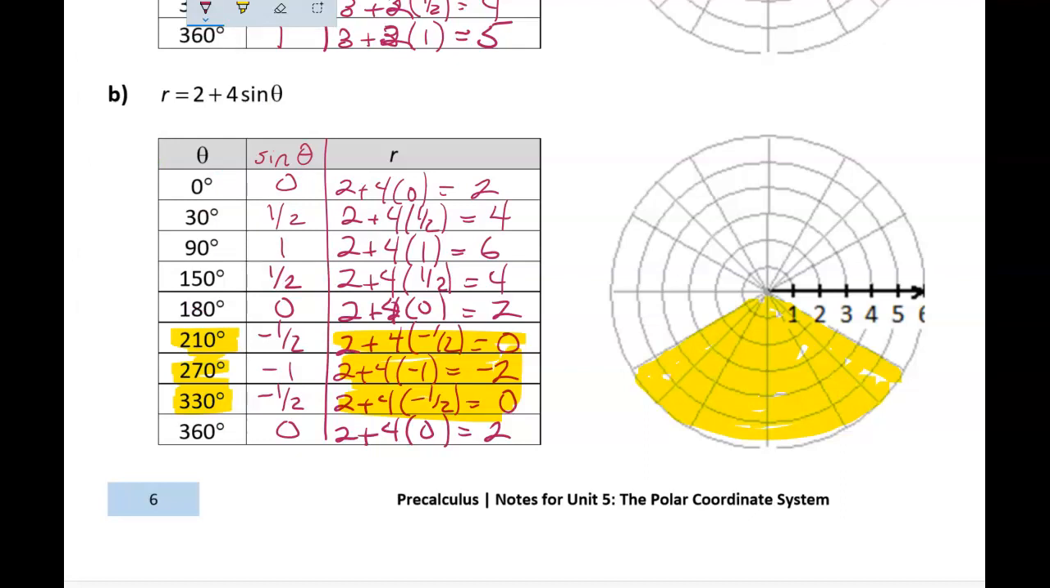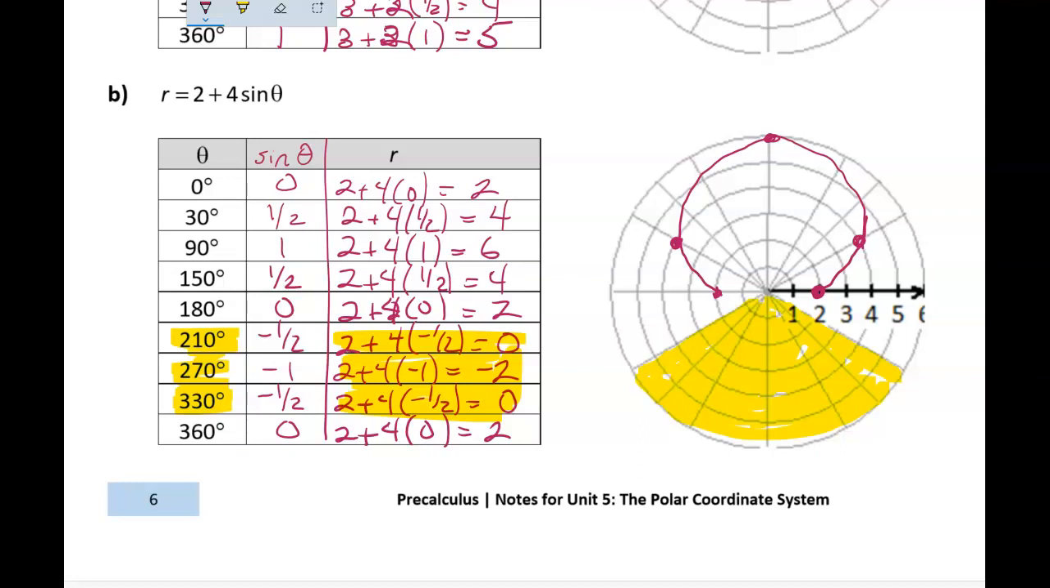All right, so at 0 degrees, we start with a radius of 2. At 30 degrees, the radius increases to 4. And then at 90 degrees, the radius increases to 6. So we can kind of see, as we connect the dots here, what's happening, sort of spiraling outward. Now, in the second quadrant, it's going to spiral back inward. At 150, the radius is 4. And then at 180, the radius is back to 2. This is the easy part of the graph to generate.